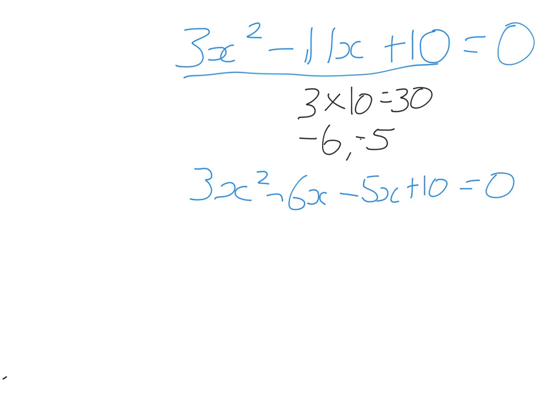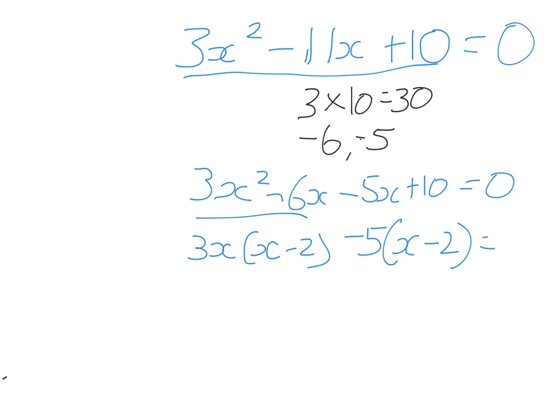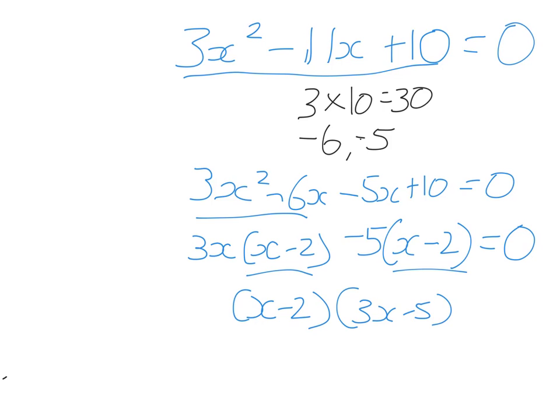And we factorise by grouping in pairs. So first two terms, highest common factor is 3x, and then what goes in the brackets is x minus 2, and then of the next two terms, we're going to take out a factor of minus 5. So minus 5 times x gives minus 5x, and minus 5 times negative 2 gives positive 10. Of course, now we have a common factor, so we have x minus 2 out the front, and just what's remaining in the brackets there.